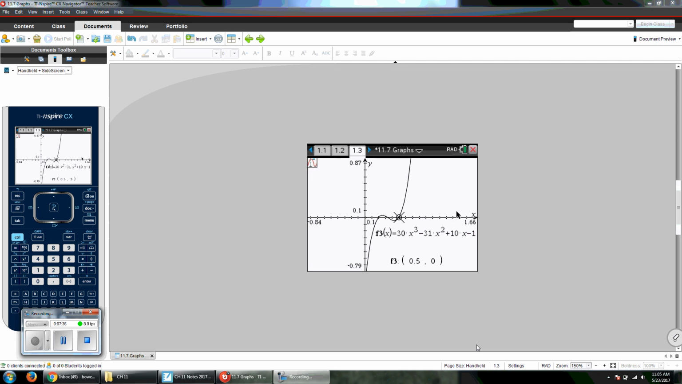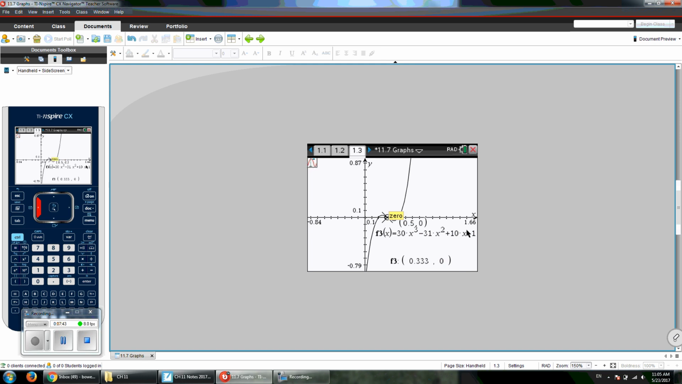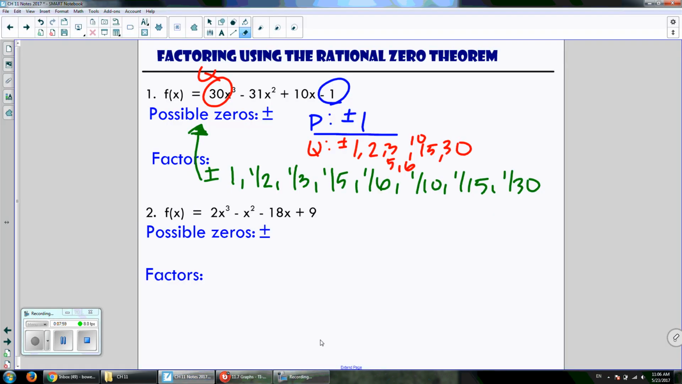So as you can see, this is what your graph should have looked like. And I've got 3 intercepts here. I've got 0.5, I've got 1/3, and I've got 0.2. So I have 3 zeros right here: 0.2, which is 1/5, 0.33, which is 1/3, and 0.5. So let's go ahead and jot those down as our 3 zeros. So we had 1/2, 1/3, and 1/5.